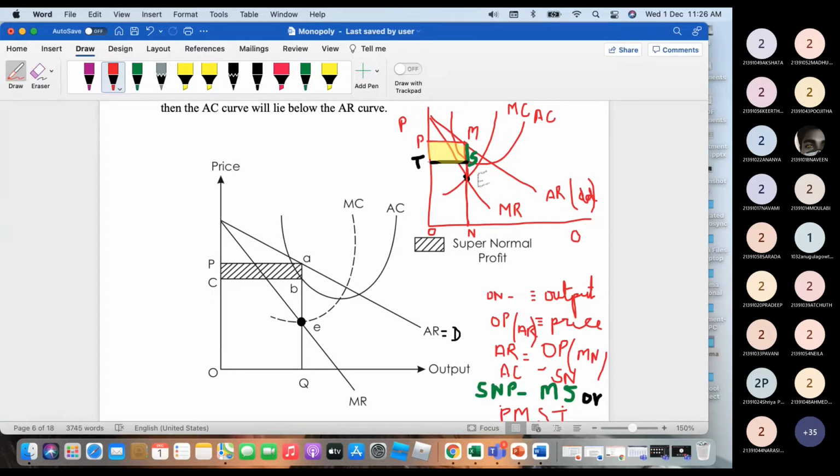I hope all of you have drawn the graph. Ma'am, could you please explain the SNP minus MS part? It's not minus. SNP is equal to what is supernormal profit? Because the revenue is more and the cost is less, he is earning supernormal profit, which is MS. It is not minus.